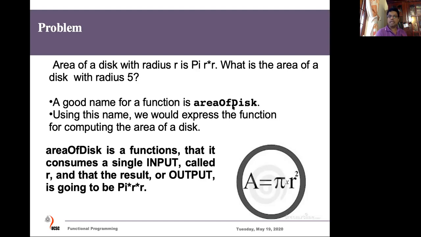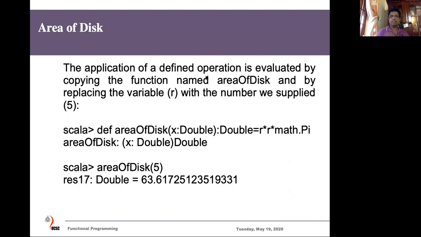So it should have one input. So that is the radius, single input. Then this function should return the area. Well, the calculation is based on this equation. So if we want to implement a function for that, that is how simple Scala functions look.